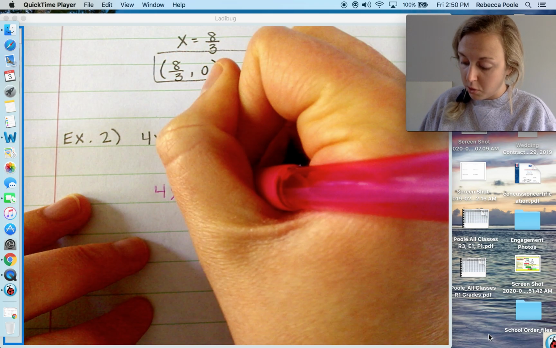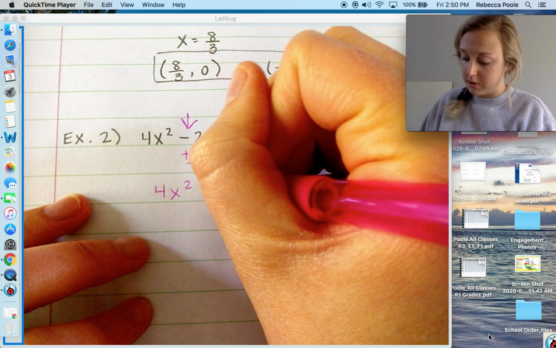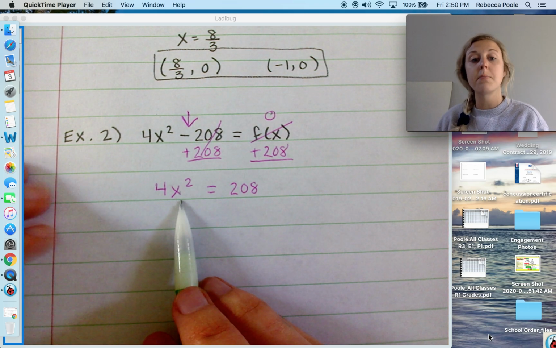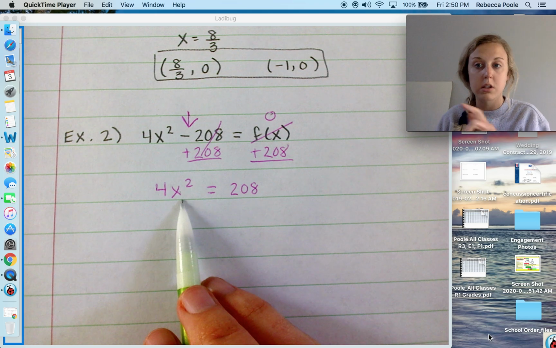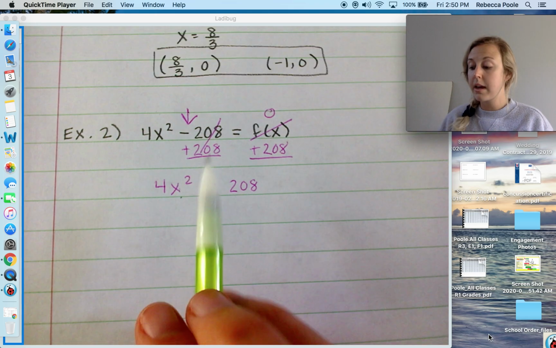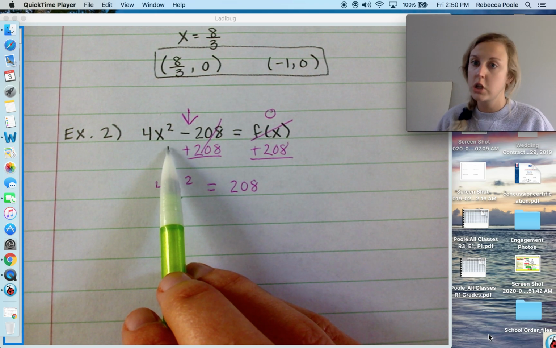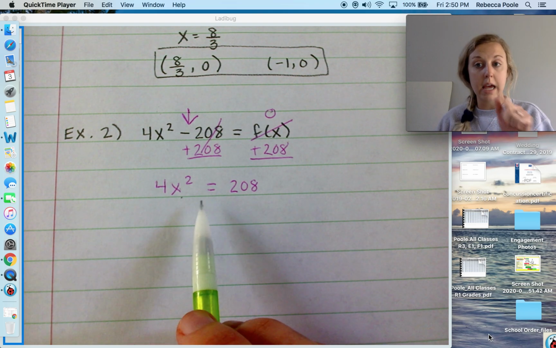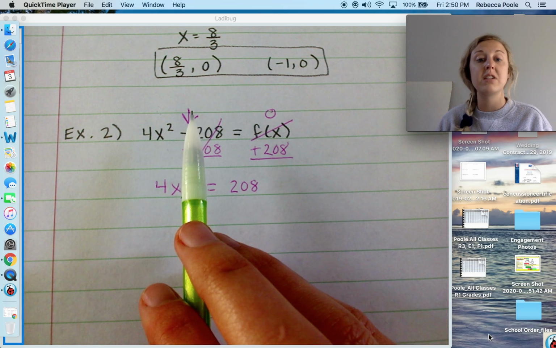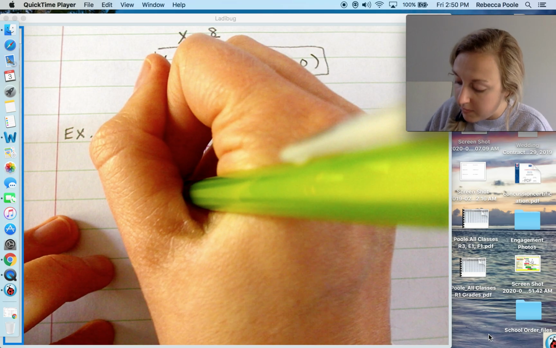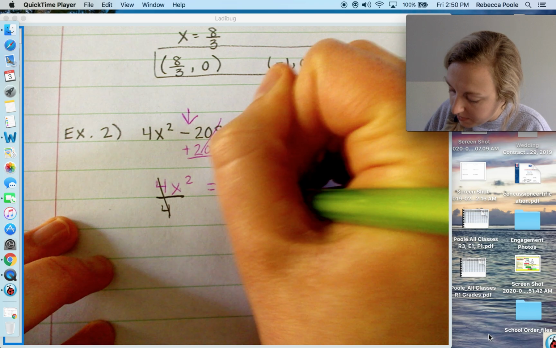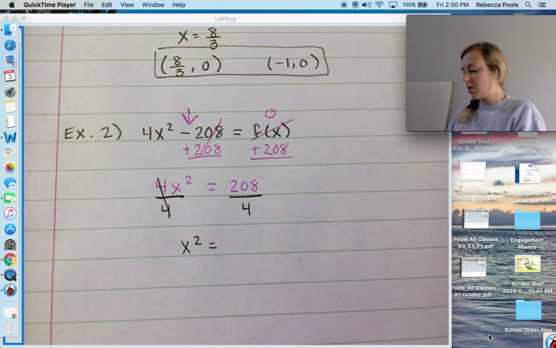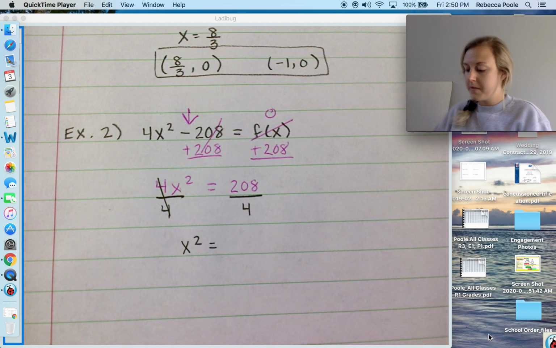So 4x squared equals 0 plus 208 is 208. And now if I can get this x squared by itself, then all I have to do is take the square root of both sides. So even if this one would factor, which it doesn't, but even if it would, the most efficient method here is going to be taking the square root really quick because the b term is missing, okay? So I'm going to divide by 4. We get x squared equals 52.